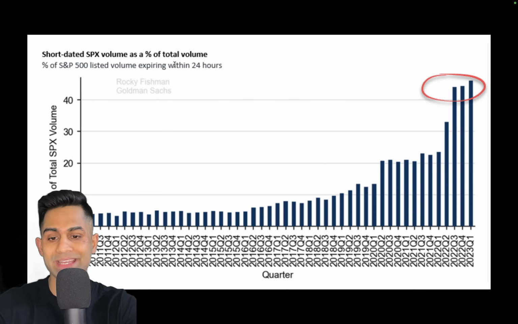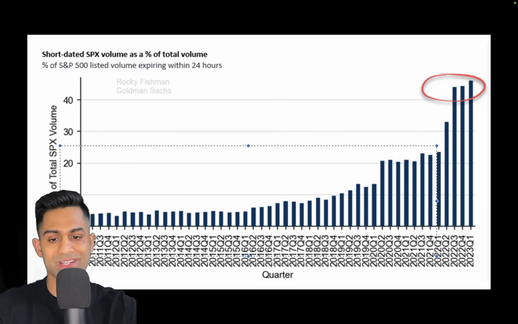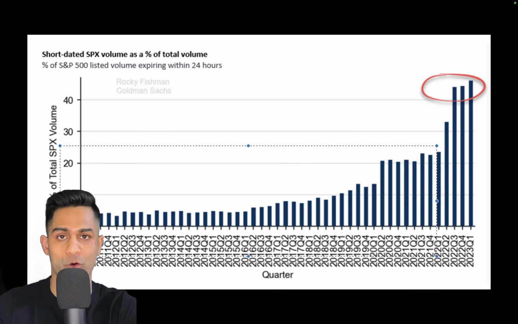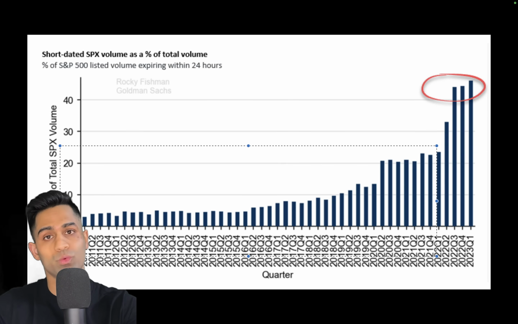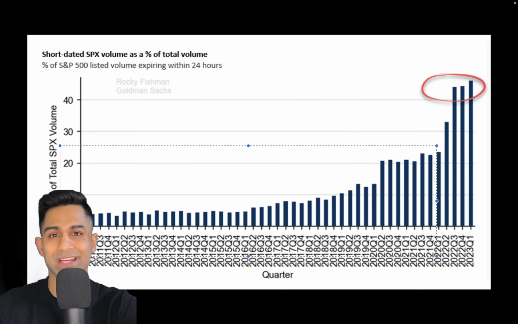So short-dated meaning options contracts that are expiring in less than 24 hours, or less than 1 day, right? So 0 DTE, 0 days till expiration. And what you'll notice is that this number was roughly around 20% of total S&P 500 volume, right? So pre-COVID, we were again at 20%. 1/5 of trading volume was with these short-dated options for S&P 500.